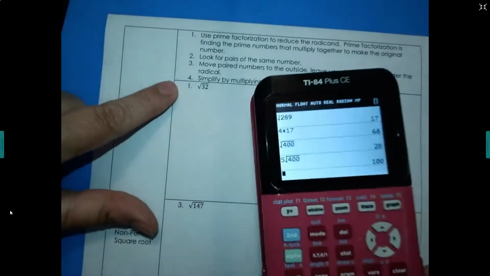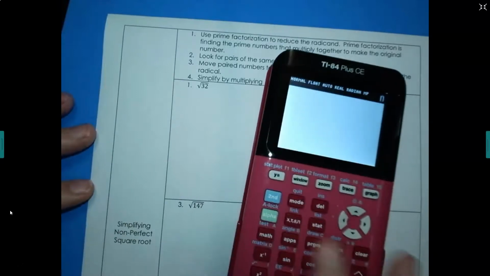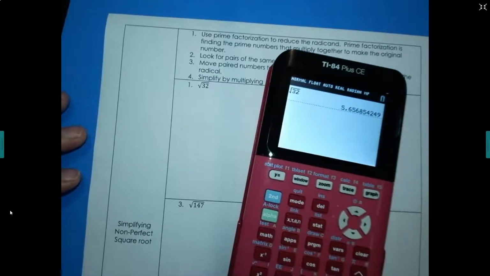So I have an example here, 32. When I look for the square root of 32, it's not a pretty number. That means that's not a perfect square. And I don't want to get my simplified radical into this form. I want to write it in a different form. So that's what I'm going to show you how to do.